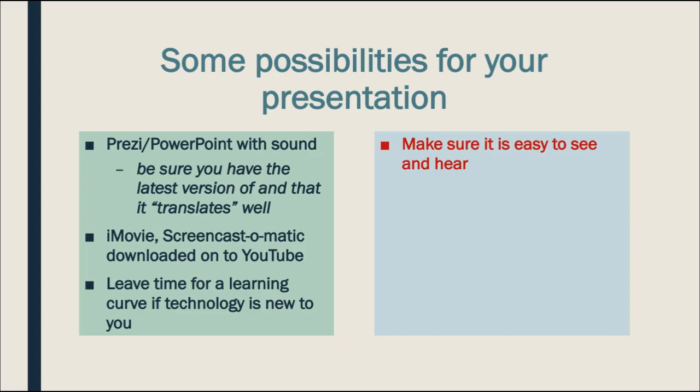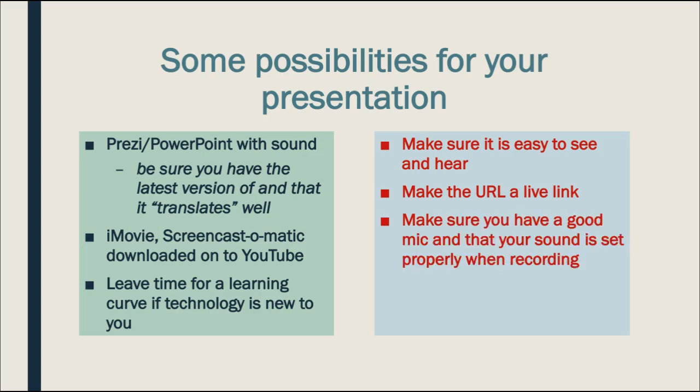Okay. And then in terms of what the audience needs, make sure it's easy to see and hear. Make the URL a live link. So don't post it on YouTube and then make it private and not give anybody the link or the access code for getting to it. So it has to be a live link that people can get to. Make sure you have a good mic and that your sound is set properly when you're recording, and provide credits for the artwork, quotes, and sources.